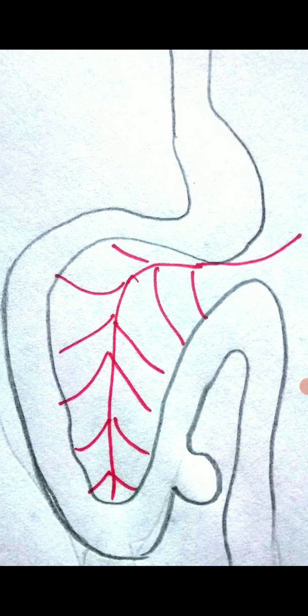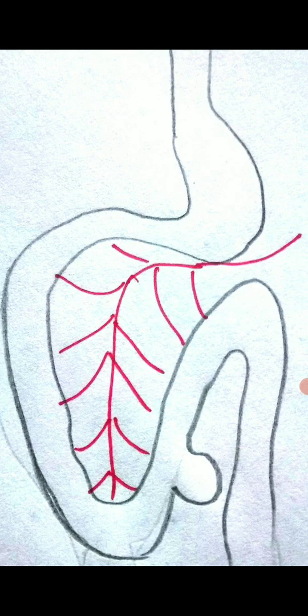Then the cecum: initially the 90-degree rotation occurs in the physiological umbilical hernia, but the subsequent rotation does not occur, so the cecum remains in the left iliac fossa. In this case, if the person gets appendicitis, the pain will first be noted in the umbilicus, and subsequently the pain shifts towards the left iliac fossa, because the cecum and appendix are in the left iliac fossa.